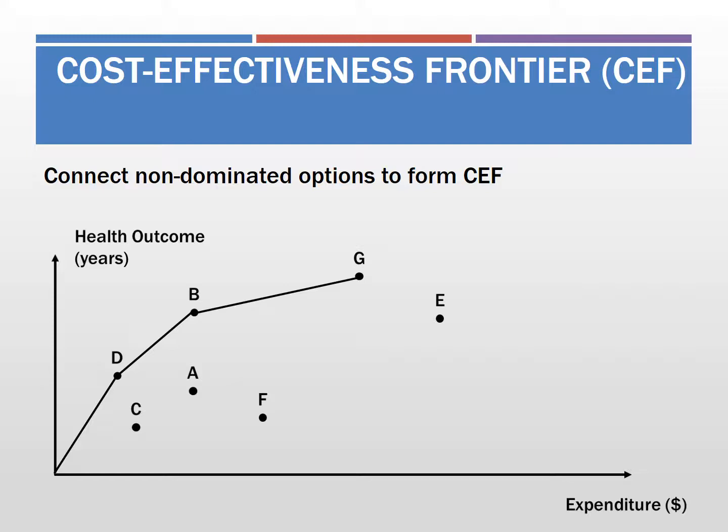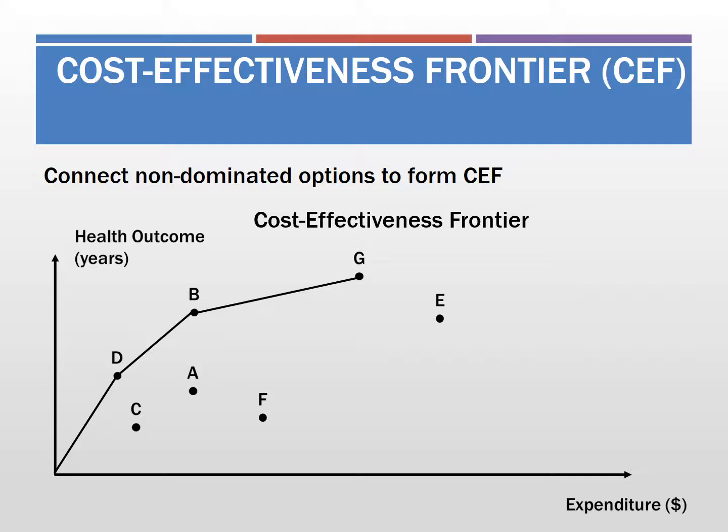So what does this frontier actually explain to us? Well, this cost effectiveness frontier gives us very important information because it explains which treatments in the market are the most cost effective. So in this case, treatment A, treatment C, treatment F, and treatment E should never be considered in the market because they are both more expensive and at the same time less effective compared to all the other treatments on the frontier, which are point D, point B, and point G.